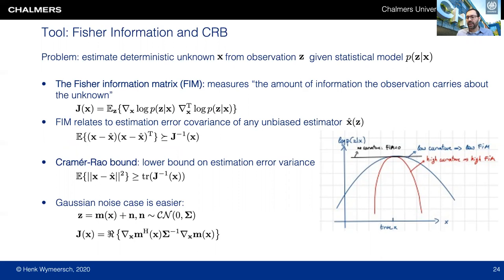Now, given this expression, you can take the trace of both sides, and then you find this. This expression just says that the mean square error on your estimation is lower bounded by the trace of the inverse of the Fisher information matrix. And this is something that we will often use.